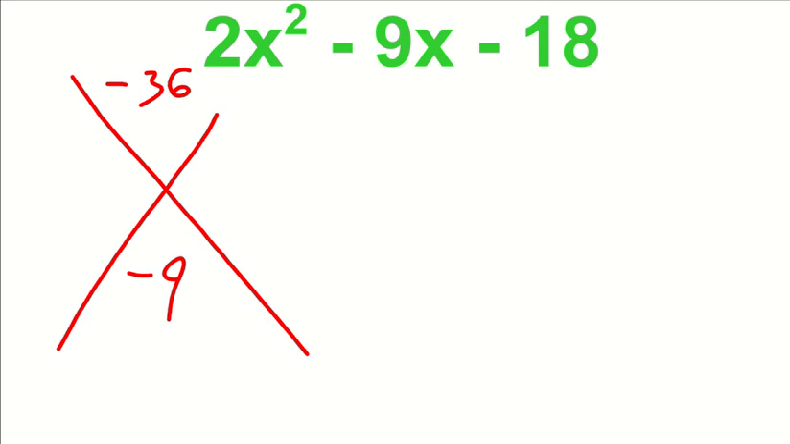You should have negative 36 on top, negative 9 on the bottom. If you don't, fix it. When the top number is negative, that means the sign will be different. And if the bottom number is negative, that means the bigger, at least to start with, not for your solutions.